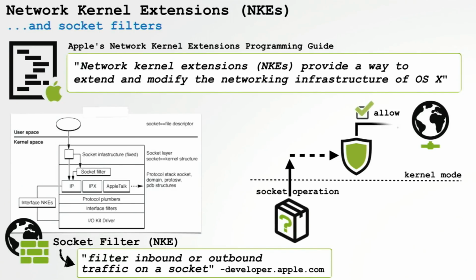Now, since we need to monitor all network connections, we are going to have to write a kernel extension. Luckily, in macOS, Apple provides something called network kernel extensions, or NKEs, and they provide a way to modify or extend the network infrastructure. One type of NKE is called a socket filter, which, as its name implies, can filter network traffic at the socket level, which for creating a firewall sounds perfect.